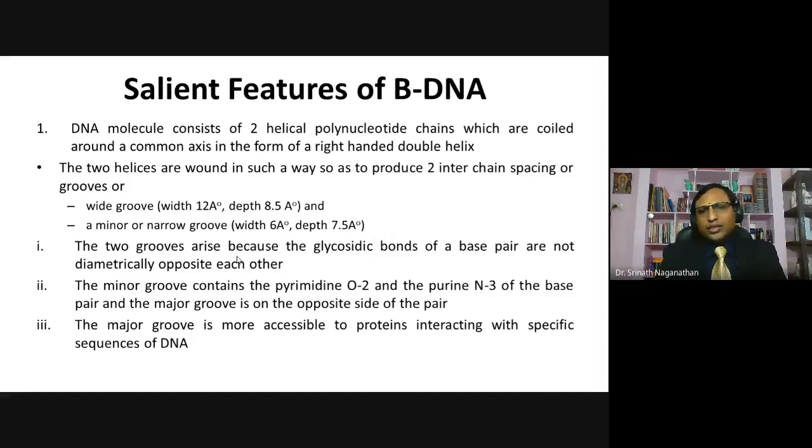The 2 grooves arise because the glycosidic bonds of a base pair are not diametrically opposite each other. The minor groove consists of pyrimidine oxygen 2 and the purine nitrogen 3 of the base pair, and the major groove is on the opposite side of the pair. The major groove is more accessible to proteins interacting with specific sequences of the DNA during replication and during the transcription process.